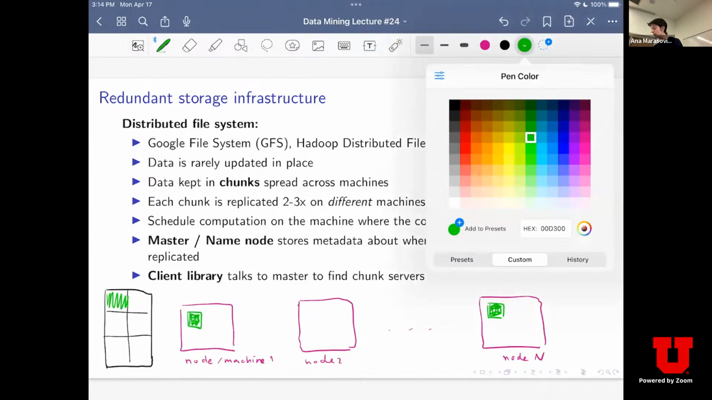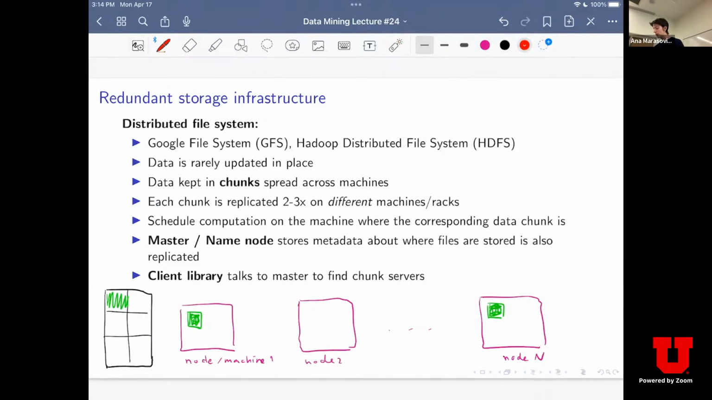So your big job will be split, and here you are going to send your job to calculate whatever you are calculating on this chunk of the data. So we never move the data around. That's why we don't have that issue of the network bandwidth being a bottleneck for us.